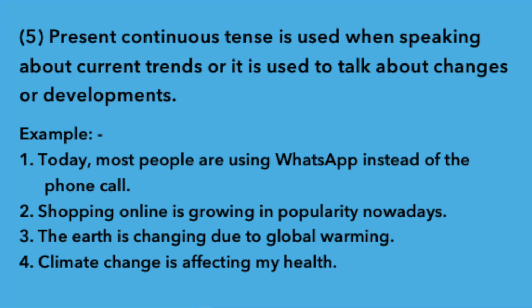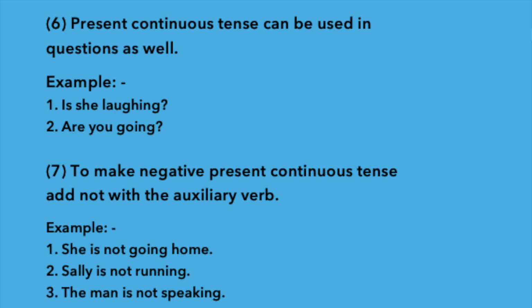These show the changes, trends, or developments. So here the present continuous tense is used when we speak about current trends, changes, or developments. Present continuous tense can be used in questions as well. For example, is she laughing? Are you going?